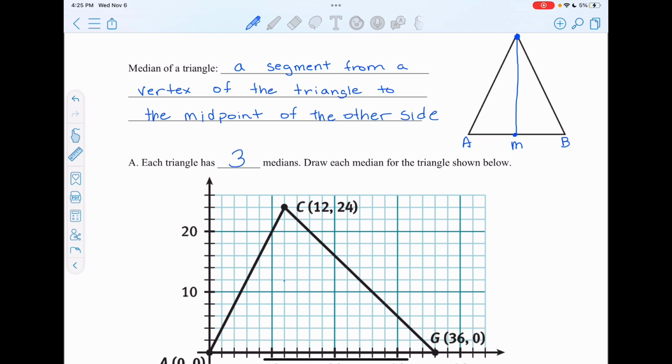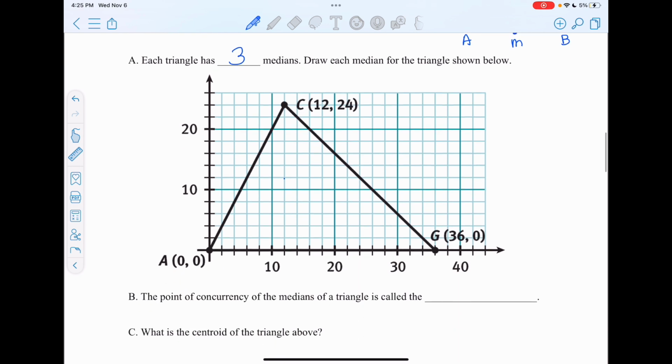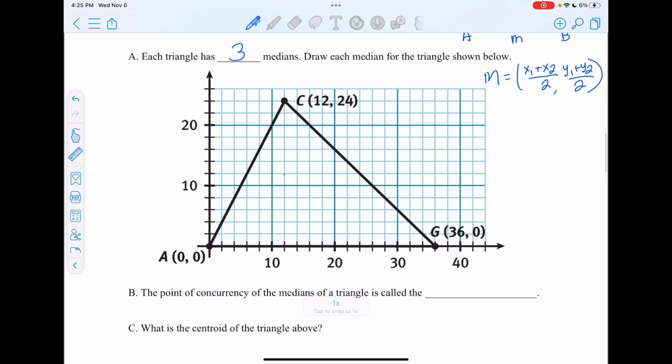So let's draw the medians for this triangle down below. Since the median needs to go through the midpoint, I'm going to use my midpoint formula. Remember, the midpoint formula is x1 plus x2 divided by 2 and y1 plus y2 divided by 2. So let's find the midpoint of each side first. So let's find the midpoint of side AG.